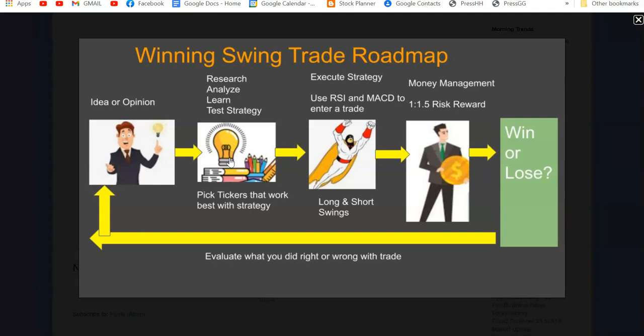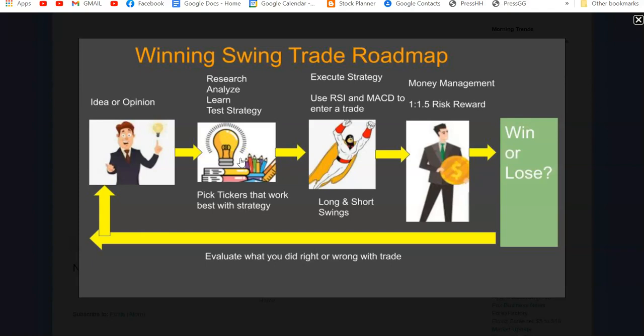Then, once you've got a strategy, you must pick tickers that work well with that strategy. That's really what I want to talk about today: picking tickers and stocks that work well with your chosen strategy. It could be any strategy, like an EMA crossover strategy. In my case, I picked MACD and RSI.